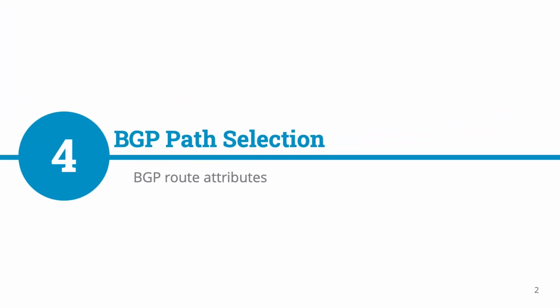In this lesson, we'll review the attributes that BGP uses to select the best path to a destination, and the order in which they are evaluated.